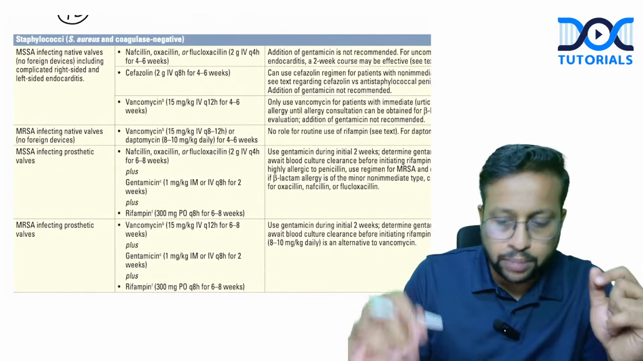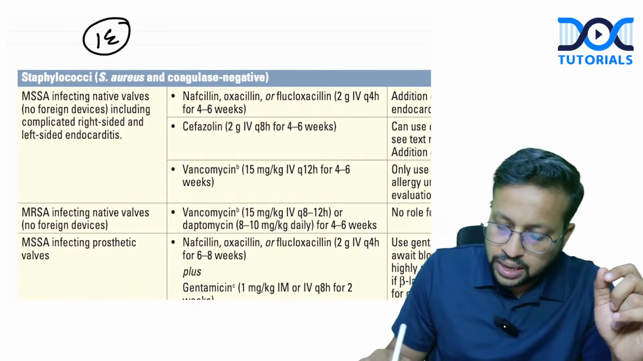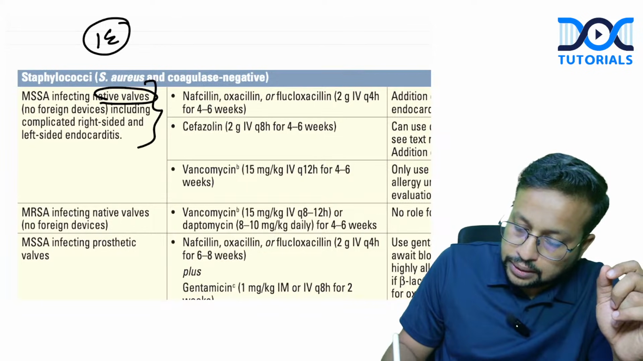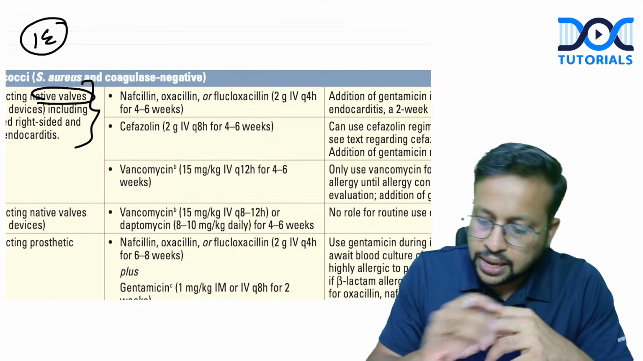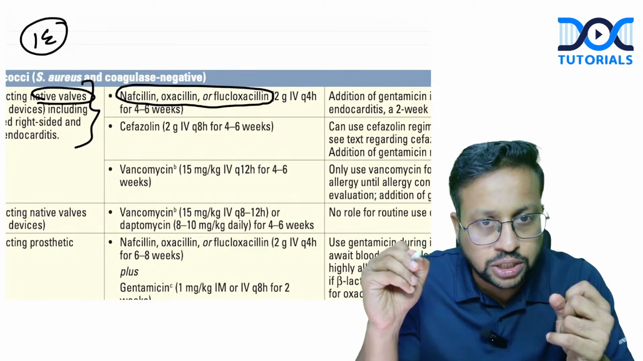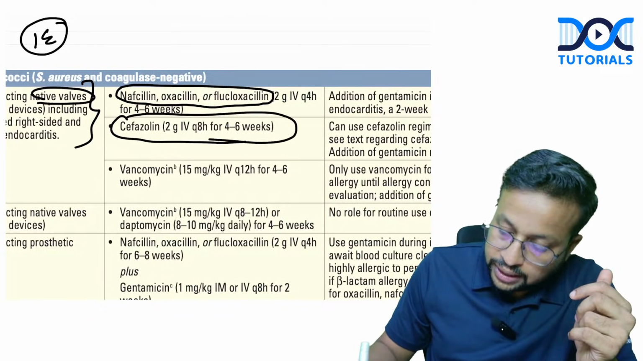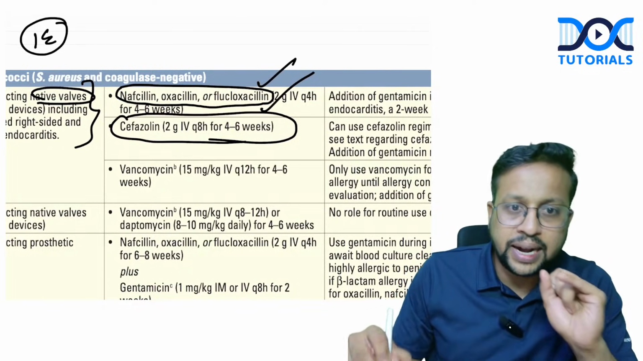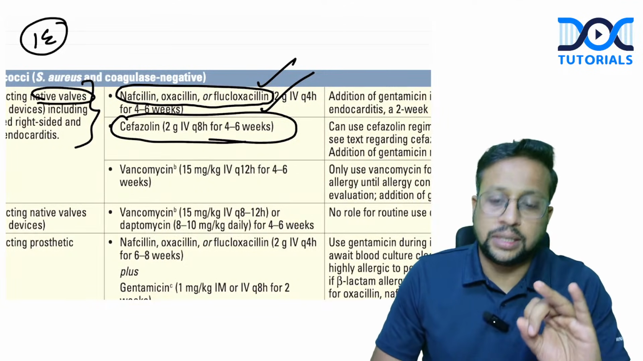So if it is MSSA, methicillin sensitive Staphylococcus aureus, what is the antibiotic of choice if it's a native valve affecting both right sided and left sided? So here you have to understand that the treatment of choice is either an anti-staphylococcal penicillin, which can be nafcillin, oxacillin, or flucloxacillin. Equally effective, you can use as an alternate agent the first generation cephalosporin, cefazolin. So this you should remember. MSSA, native valve endocarditis, either anti-staphylococcal penicillin or the first generation cephalosporin.